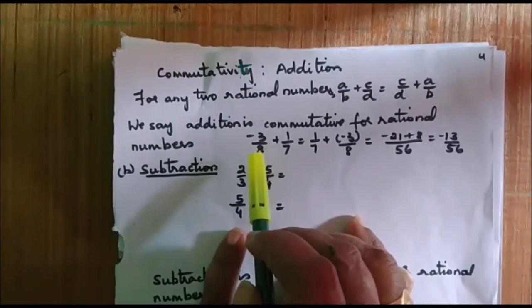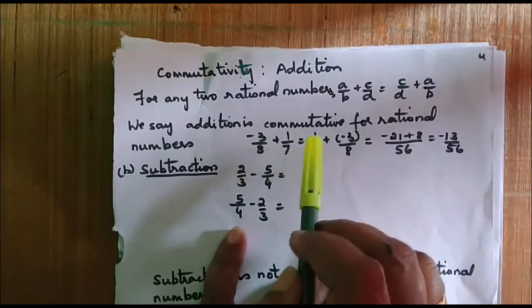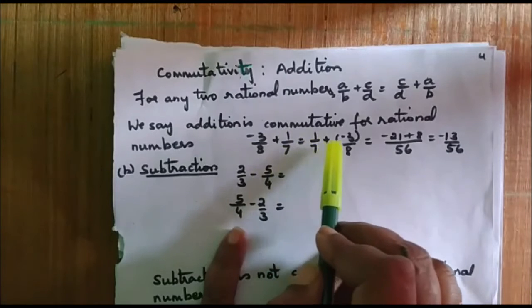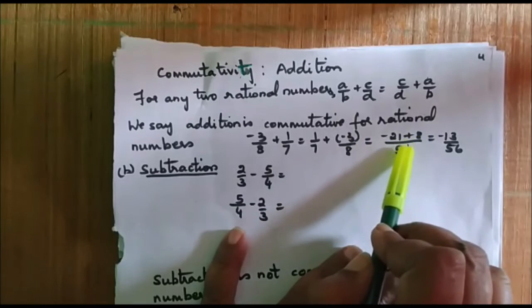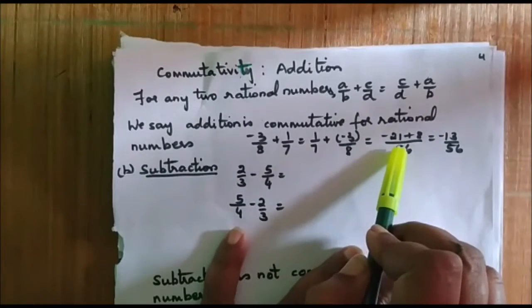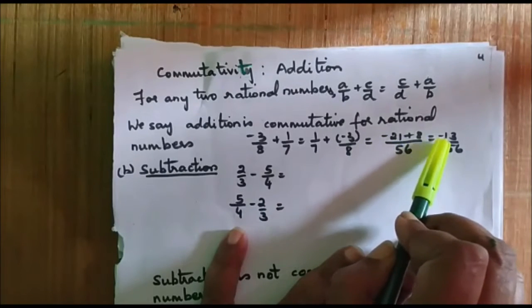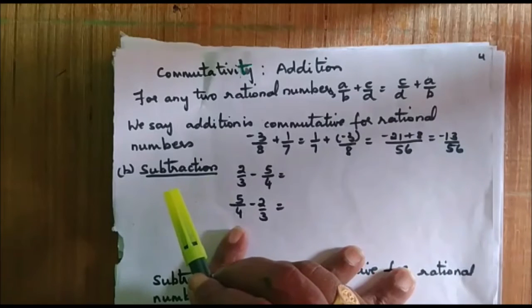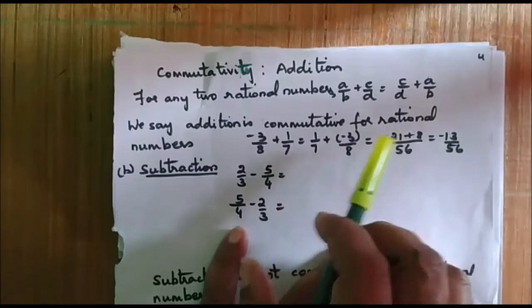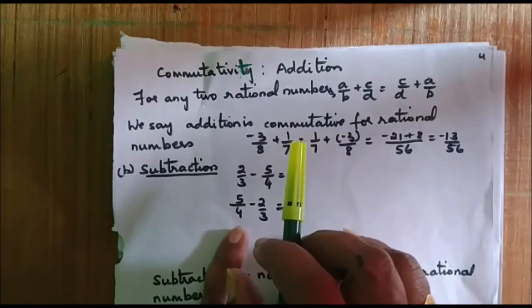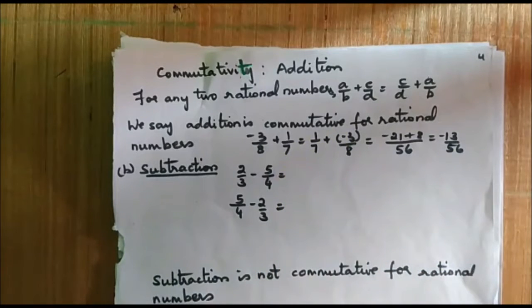Now let us check with two rational numbers, minus 3 by 8 plus 1 by 7. In that case, it is equal to 1 by 7 plus minus 3 by 8, which is equal to, we take the LCM 56, 7 goes in 56 8 times. So we get minus 21 plus 8 equals minus 13 by 56. So this is how we find the answer. It is minus 13 by 56 even if we interchange the order of the rational numbers. Hence addition is commutative for rational numbers.